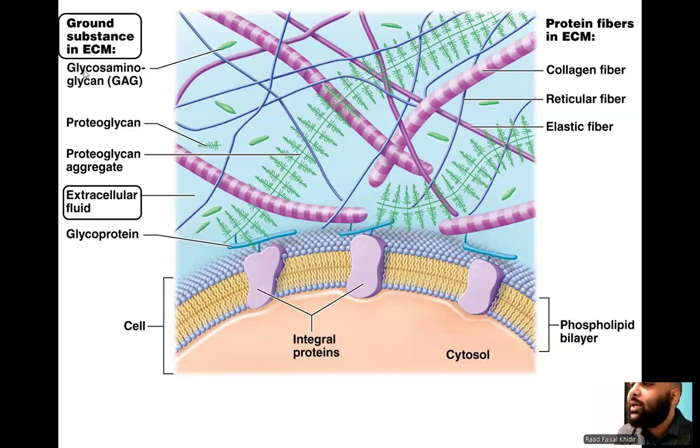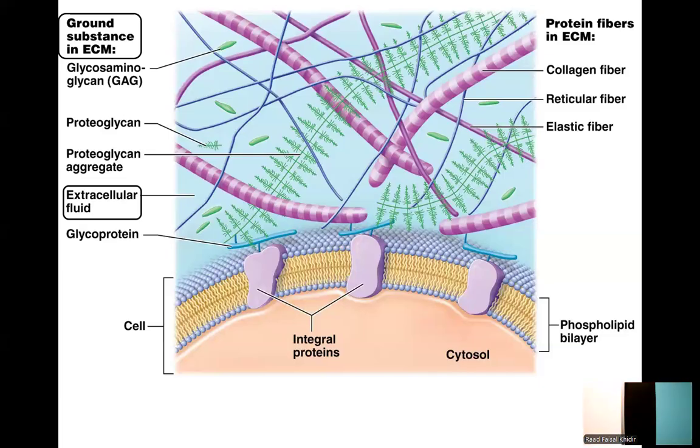So, what are glycosaminoglycans? From the name, glyco means sugar, amino are the building blocks of proteins. So, these are compartments that put for us the structure of the extracellular matrix.